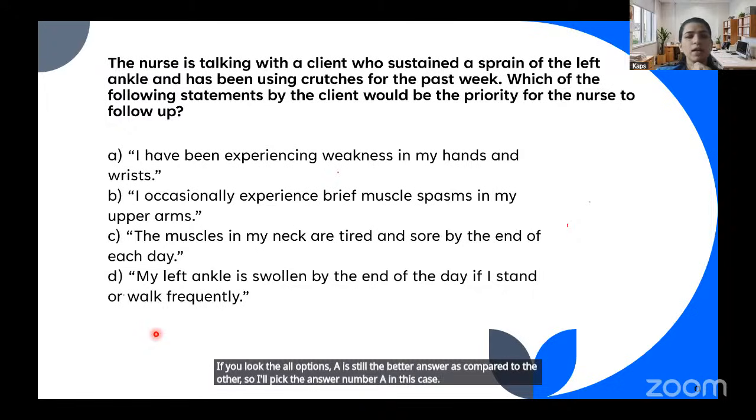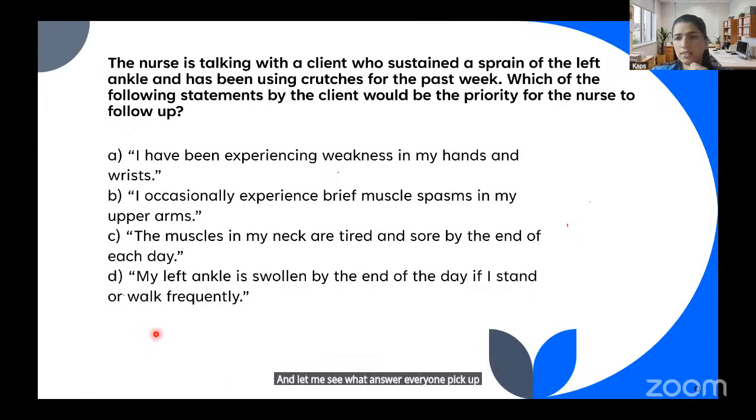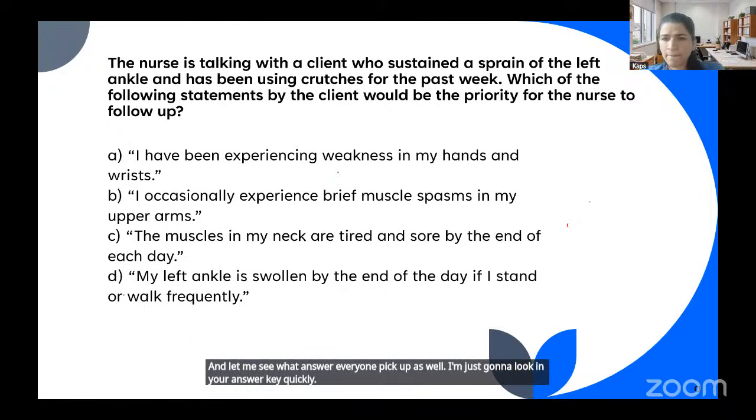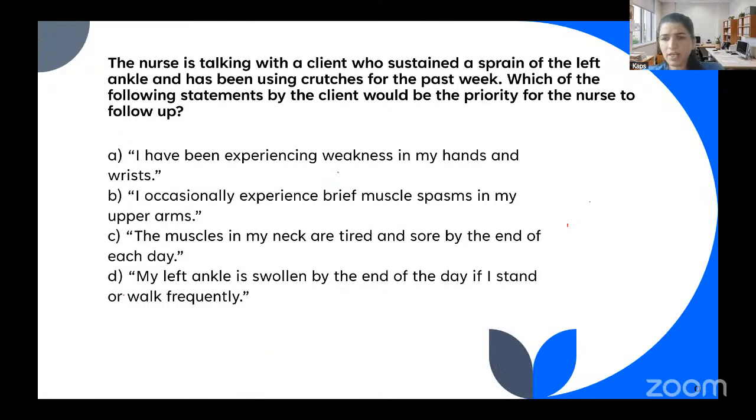And let me see what answer everyone picked as well. I'm just going to look at your answer key quickly. Okay, some picked B and someone picked D. Picked B, picked D, picked A also at the same time.